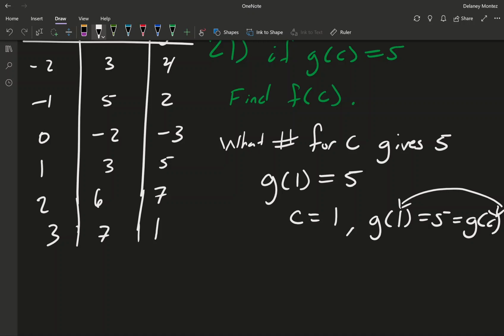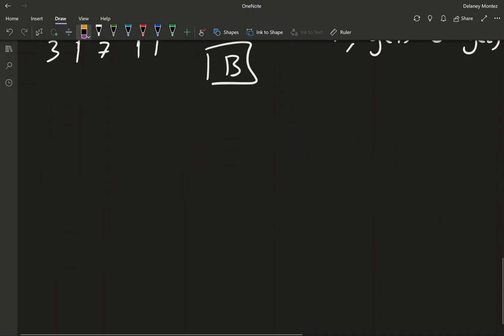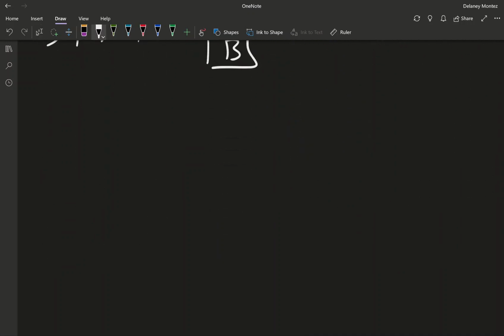So now I need to find f of c, or f of 1. I look under my f chart, f of 1 is just going to be 3. And that is answer B. So hopefully you guys got that. We can abandon that long chart now and go back to another problem.